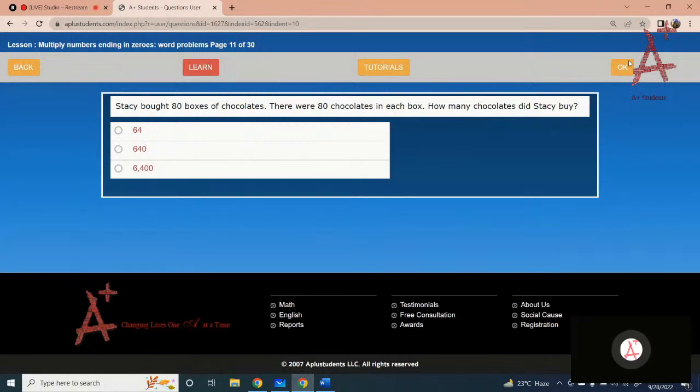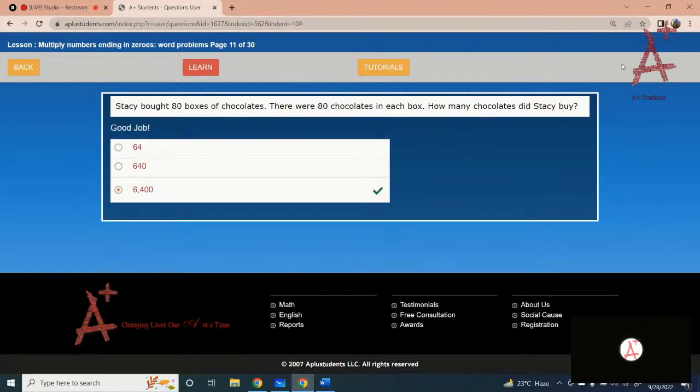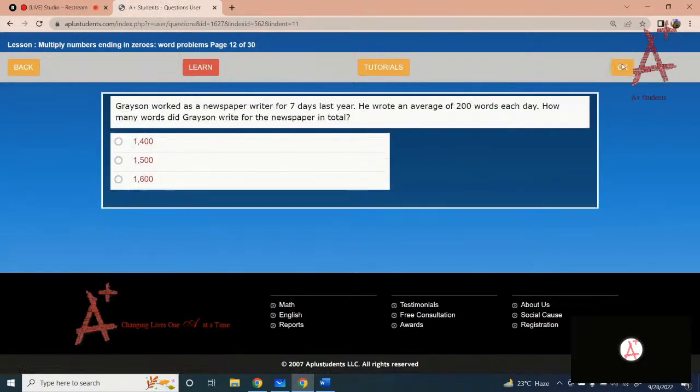Okay, the next one is Stecky bought 80 boxes of chocolates. There were 80 chocolates in each box. How many chocolates did Stecky buy? So you have to do 80 times 80. So 8 times 8 is 64. And then collectively we have two zeros. So it makes 6400. Got it? So select the correct option and click on the OK button.